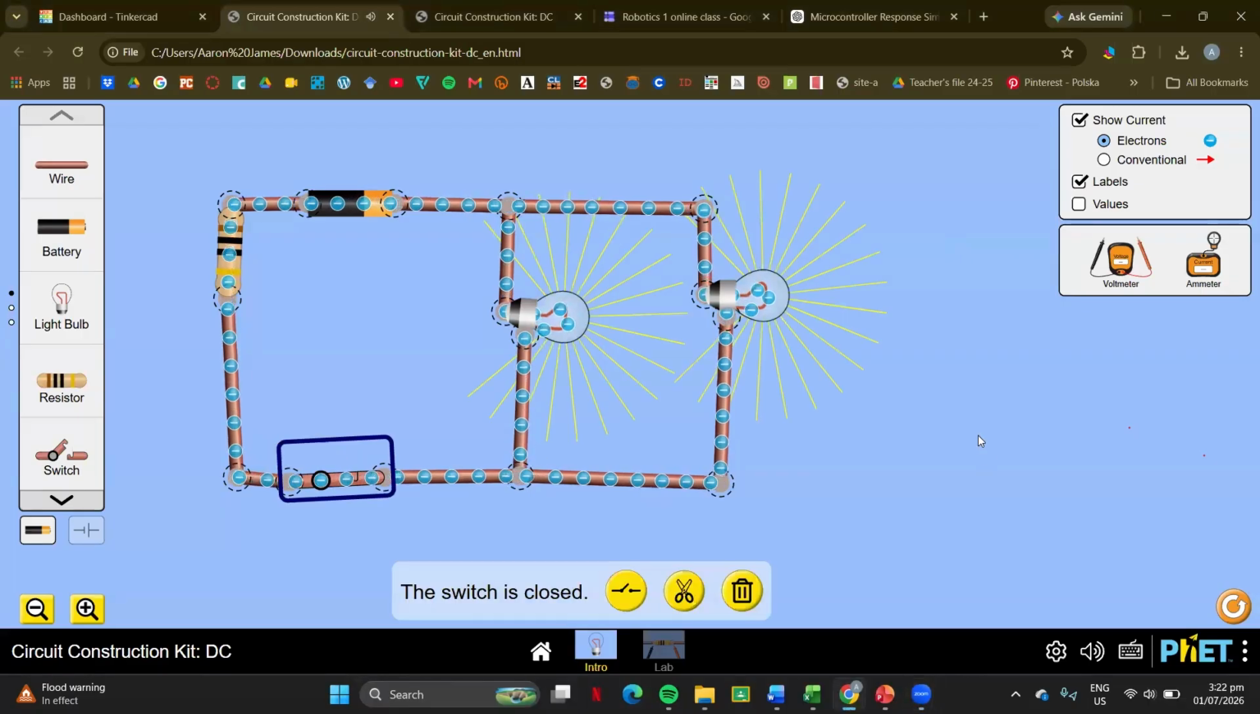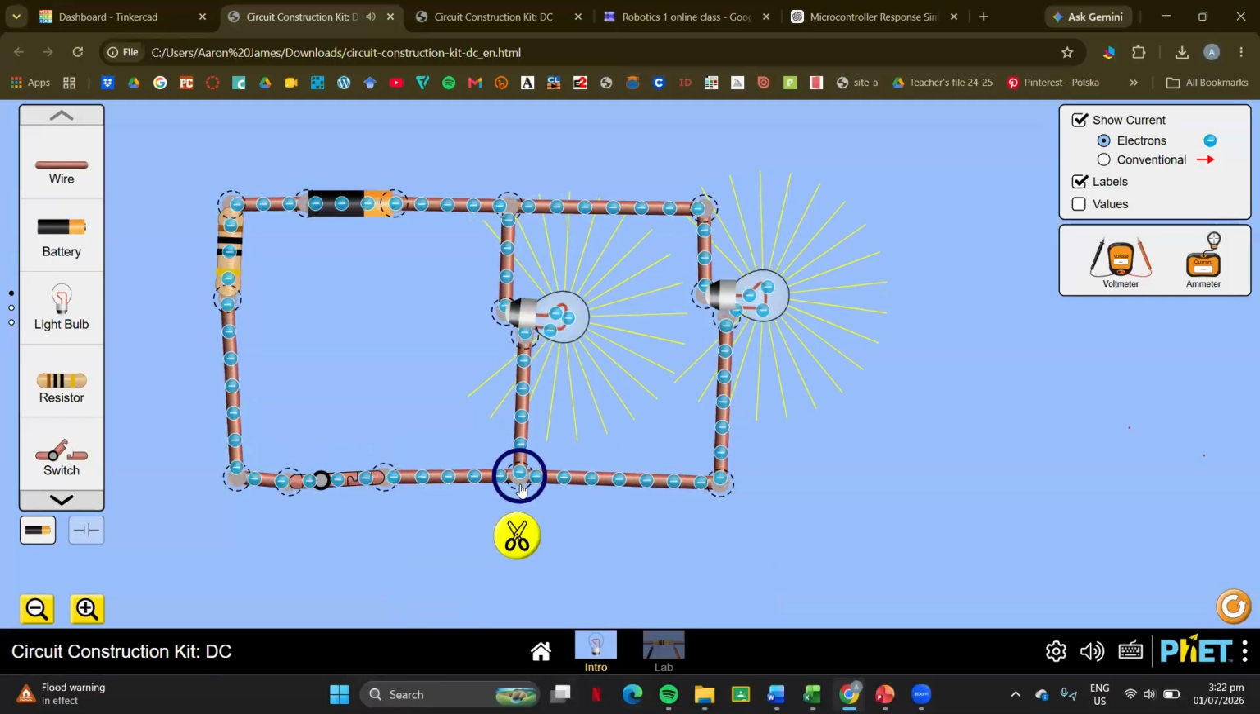So let me turn on my switch. And you can see that at this point right here, where the scissors are, your current is divided into two different branches, right? So some of your current will flow through the first branch, and some of your current will flow through the second branch. And then at this node, the current from branch 1 and 2 will merge again, and you get your cycle like that. Okay?